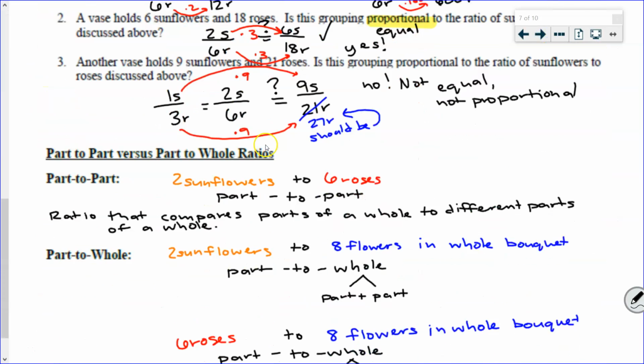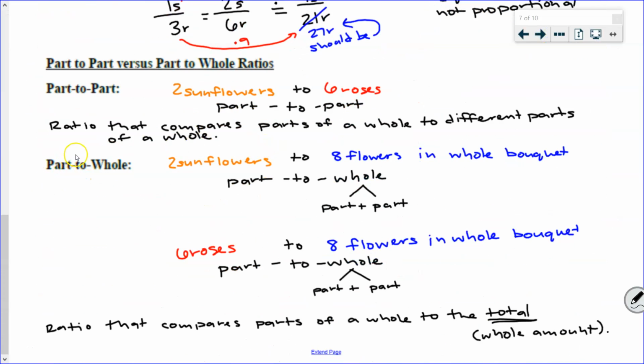However, when I have part-to-whole ratios, these are fractions because it's a part compared to the whole. Write that part down. Now you can pick up your pencil now that you listened to that. Write that down. Part to whole, these are fractions. They're officially fractions, because fractions compare parts to the whole amount.